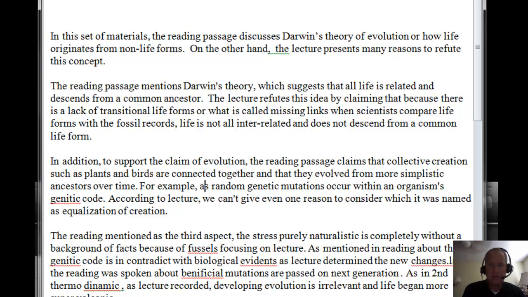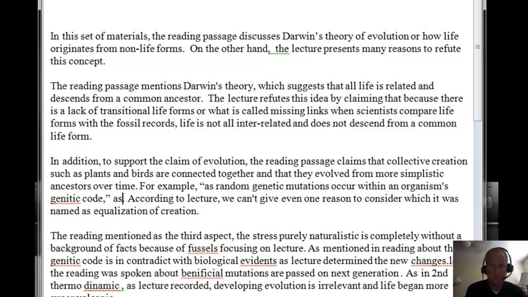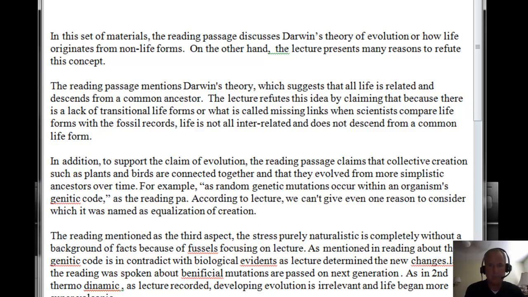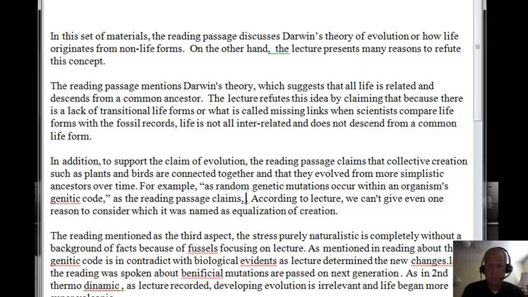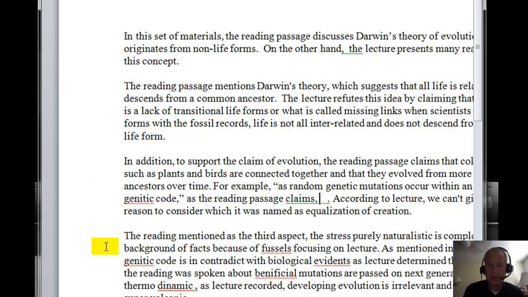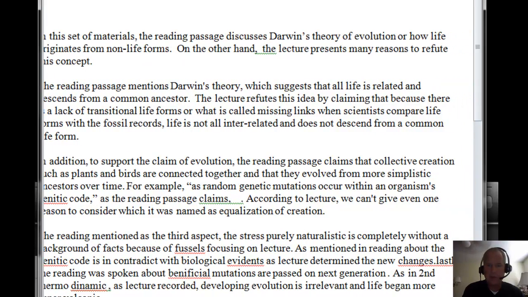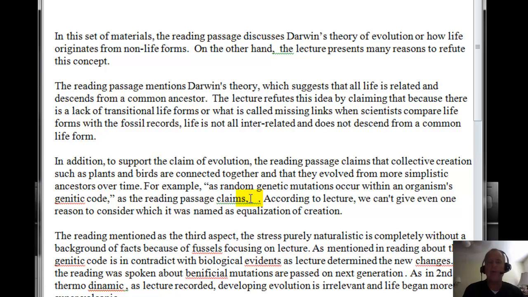Now this, because you're quoting directly, claims, I'm going to put that in quotes. You're going to get yourself into trouble on the TOEFL if you're going to quote exactly from the actual reading passage, you want to put it in quotes.